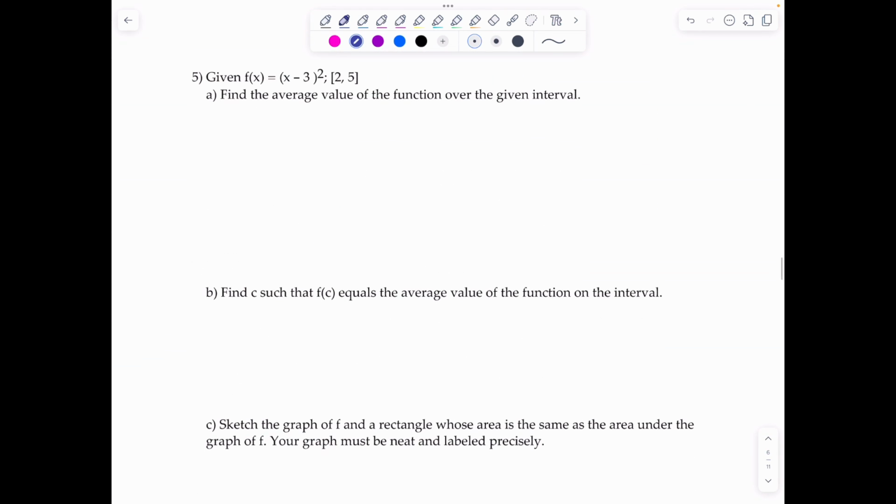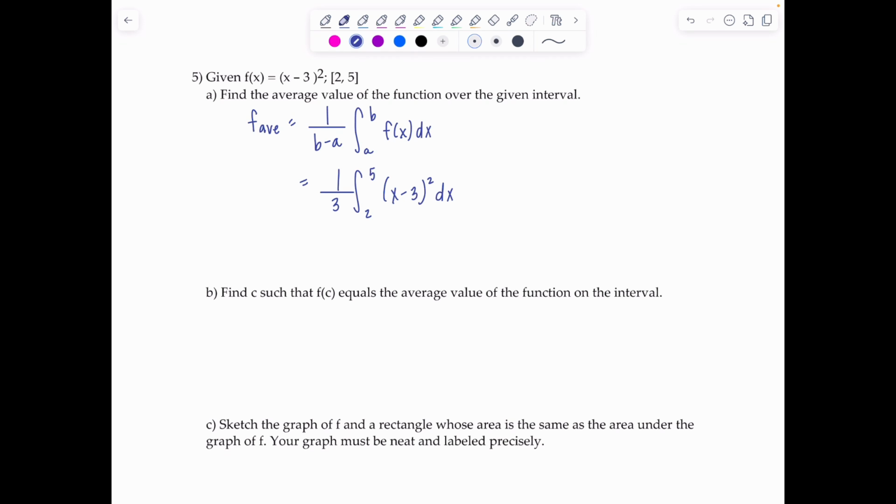Given f of x equals (x minus 3) squared on the interval from 2 to 5, find the average value of the function over the given interval. So the formula for average value is 1 over b minus a times the definite integral from a to b of f of x dx. So this will be 1 over 5 minus 2, which is 3, times the integral from 2 to 5 of (x minus 3) squared dx.